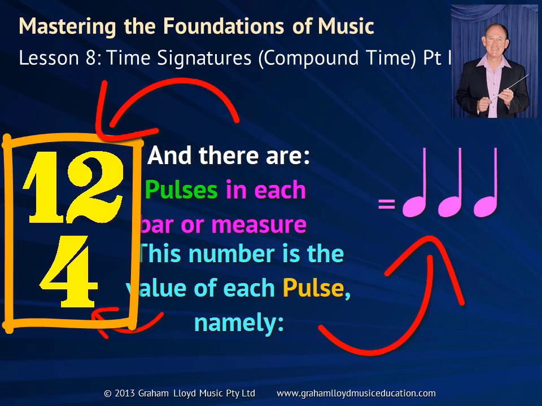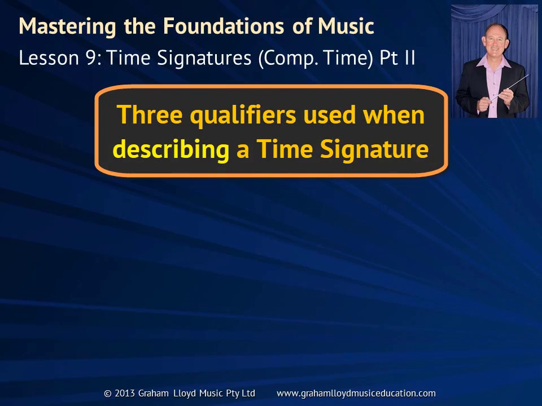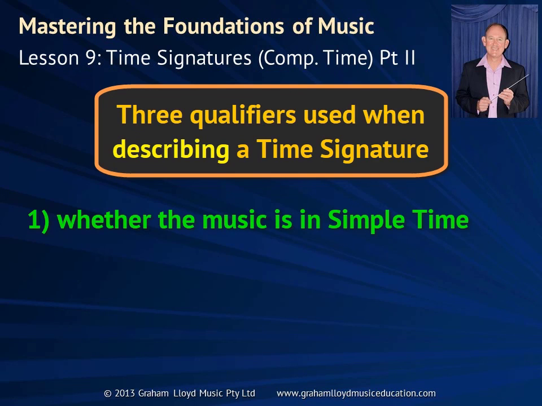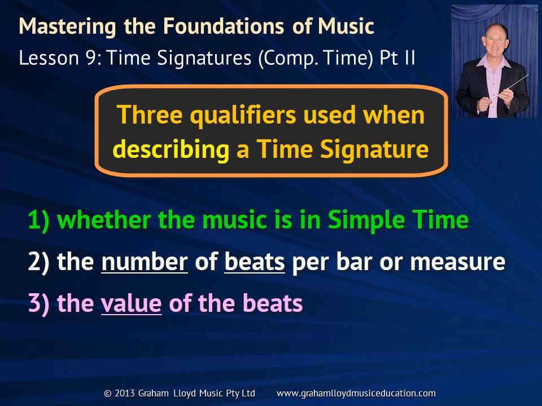The time signature now reflects the number of pulses when describing a time signature. The 3 qualifiers are 1. Whether the music is in simple time, 2. The number of beats per bar or measure, and 3. The value of the beats. These 3 qualifiers apply to compound time too.